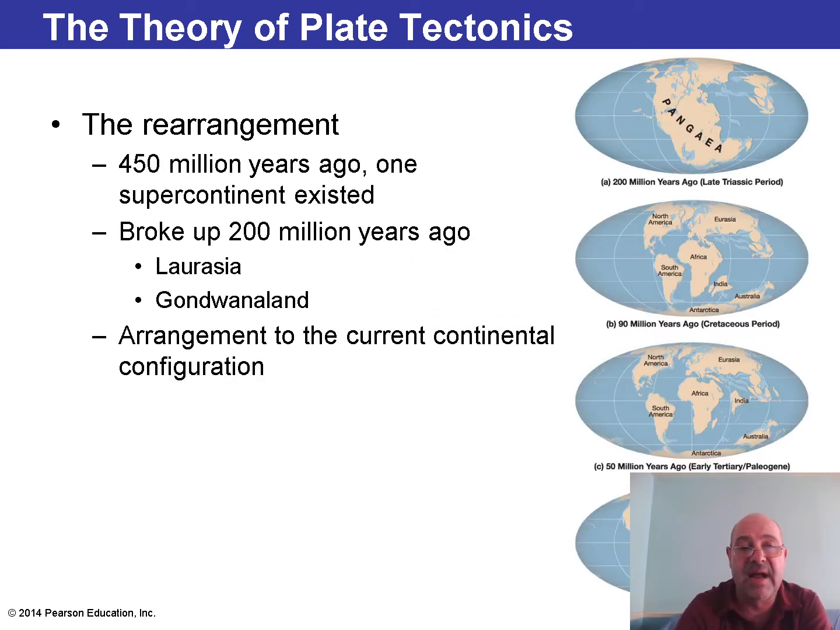All right, so around 450 million years ago, one supercontinent existed, and that was Pangaea. And then around 200 million years ago, it broke up, and we got Laurasia and Gondwanaland, right? And then the arrangement broke up some more into the current continental configuration.